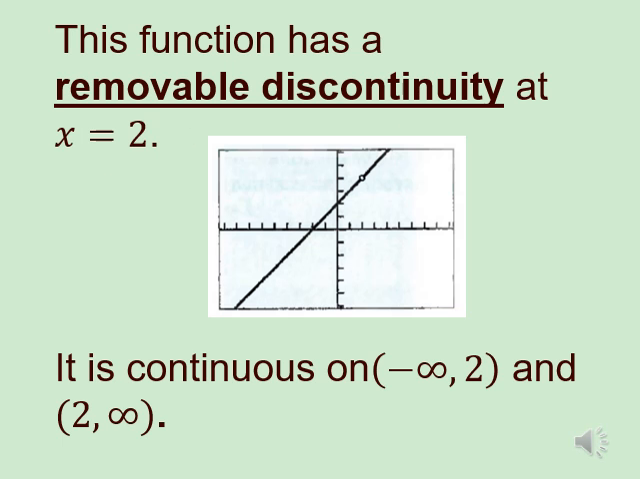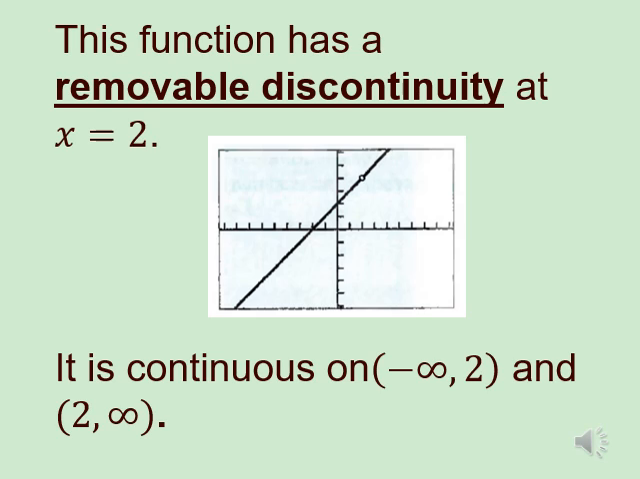The function you're looking at here, where it's a line that has a hole in the middle of it, this has what we call a removable discontinuity. That basically just means a hole in the function. It's called removable because I could get rid of the discontinuity by just filling in the hole. And if you do that, it would just be a normal line. So if I said, where is this continuous? It's continuous everywhere left of that line and everywhere right of that line. So negative infinity to 2 and 2 to infinity.